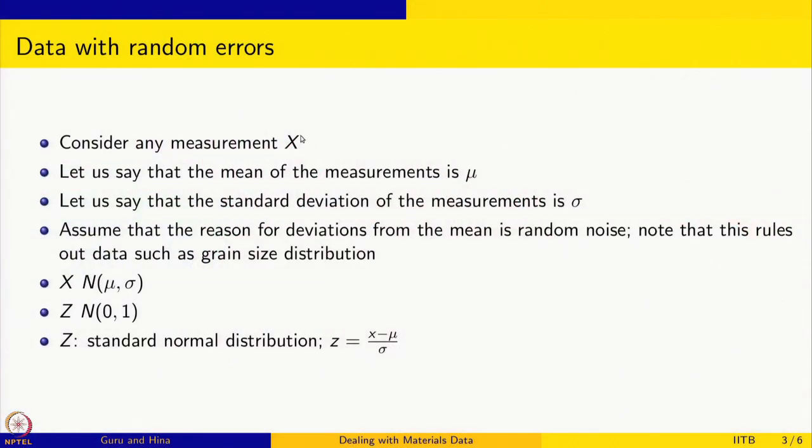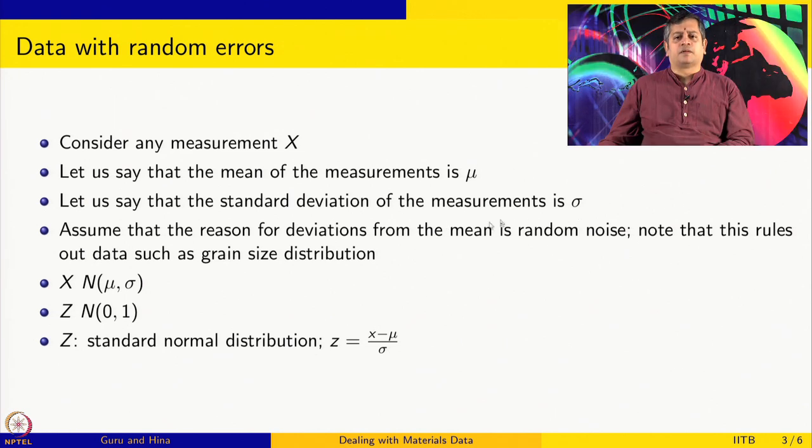Let us consider any measurement that you are making. Let us say that x is the measurement, and let us say that the mean value of the measurements after you repeated the experiment some n number of times is mu, and let us say that the standard deviation of the measurement is sigma. We are assuming that the reason for deviations from the mean is the random noise. So, this rules out data such as grain size distribution, because we saw that you can make a measurement and the measurement can give you a mean and a standard deviation, but that might be because of some other distribution that is there in the system. It is not because of random noise. So, it need not be related to normal distribution.